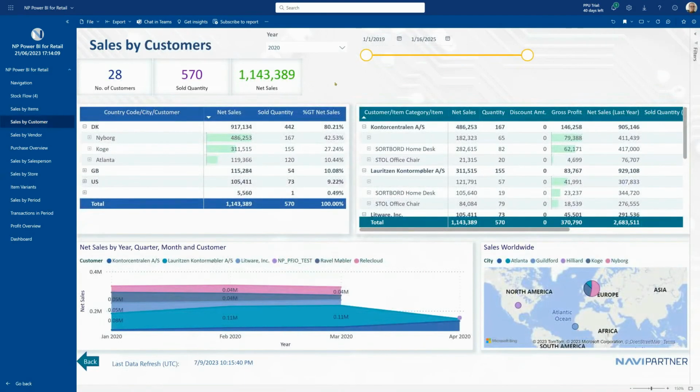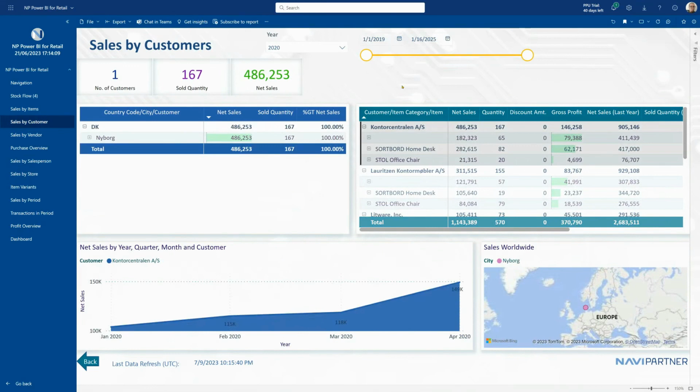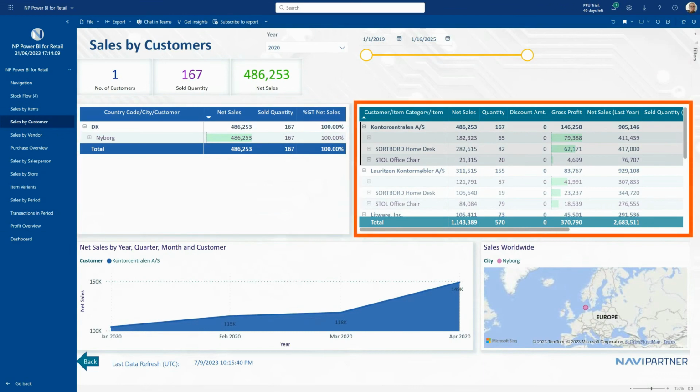The Sales by Customer page allows you an overview of sales tied to customers. By selecting one, a progress chart of their sales will be plotted in the bottom section. The table to the left side shows sales by cities and customers, and the table to the right shows an overview of the realized gross profit, given discounts, sales, and quantities sold per customer and per item.